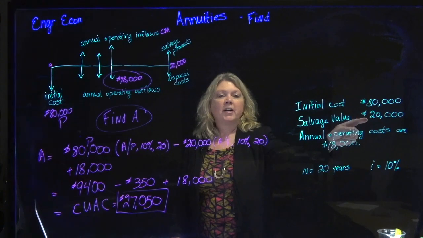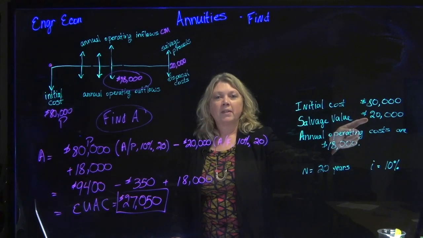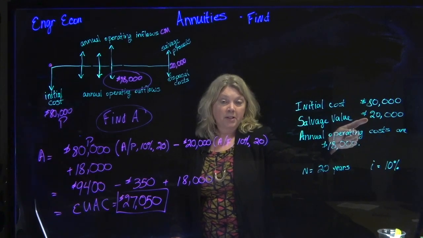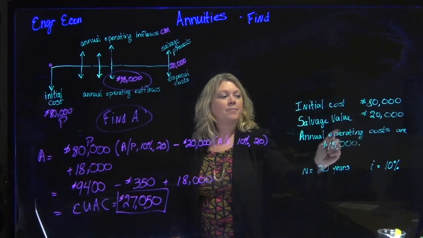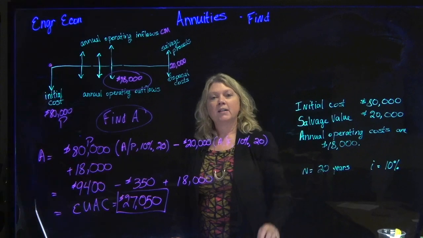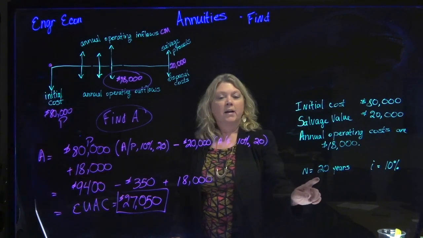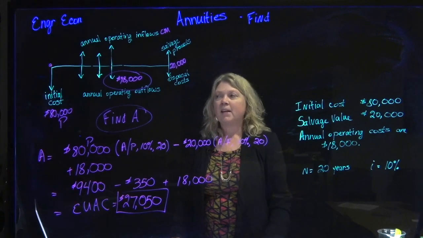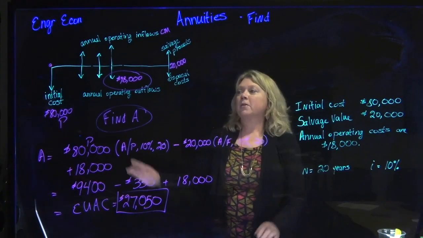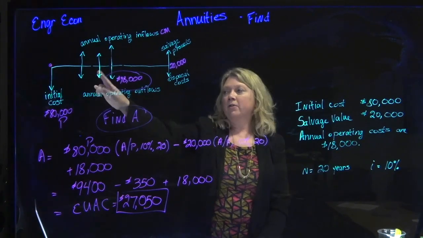Then we have salvage value, what the machine can be sold for at the end of its life. That's cash proceeds realized upon selling that asset at the end of its life. And here we have annual operating costs of $18,000. The machine will last for 20 years and we'll use an interest rate of 10%. So I've put those amounts in pink here on our cash flow diagram.